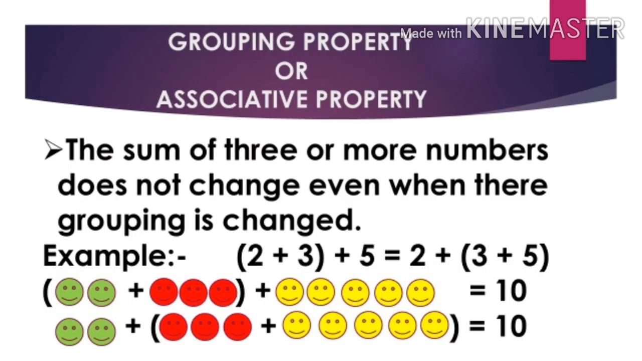The second property is grouping property. This grouping property is also known as the associative property for addition. It means the sum of three or more numbers does not change even when their grouping is changed.